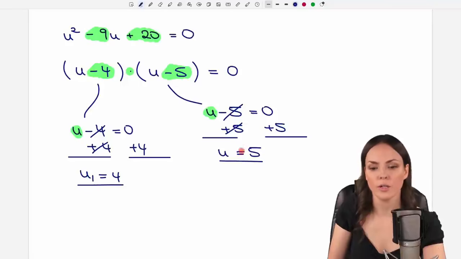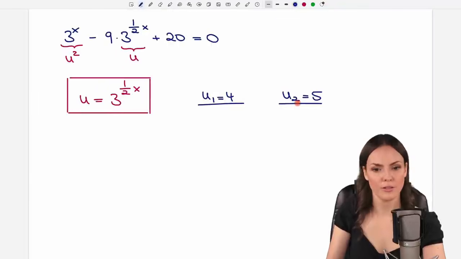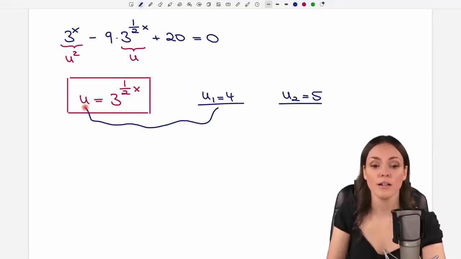I call this u1 and this u2. I found two solutions for u. But I was not interested in u solutions, right? We were interested in solutions for our x equation here. But we said we will use these u solutions now and use our substitution to find our x solutions. So I insert this solution now for my u and solve this equation for x, and then I do the same with the second solution.